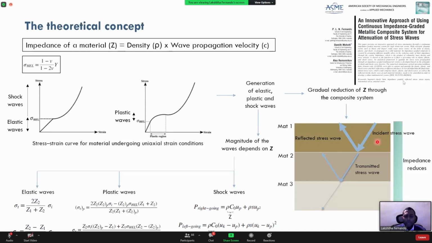Similarly, if you design the system in such a way that the impedance reduces through the thickness, we can cause some of the stress waves to reflect, right? So only part of it will get transmitted. This way we can reduce the magnitude of the stresses that a structure would experience. So that is the idea.